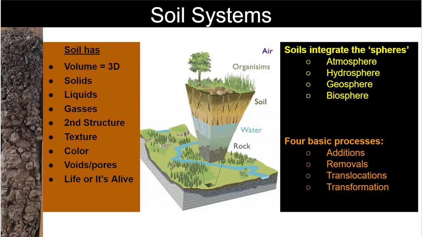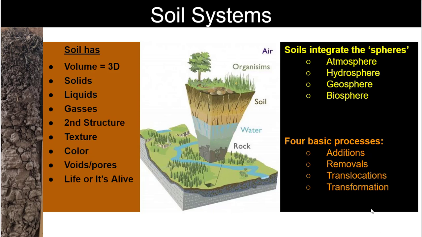Okay, so I can't leave this slide without talking about the four basic processes. This is the foundational idea of a mass balance model, that soils can be viewed in terms of what is being added to them, what's being lost from them, what is being moved around in the soil, and what form it is in, what's being transformed. And you could talk about that with any aspect of soil. What's being added to it, what's being lost from it, where are things and where are they moving around and why, and why are things being changed from one form to another?